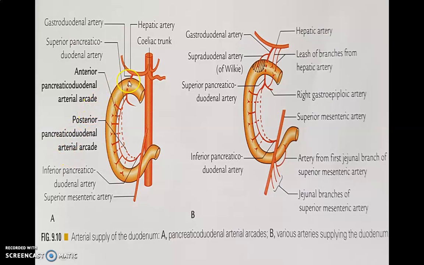Now this is the gastroduodenal artery, branch of hepatic artery. It gives the superior pancreatico-duodenal artery, and this is the inferior pancreatico-duodenal artery, branch of the superior mesenteric artery. The superior and inferior pancreatico-duodenal arteries collectively give anterior and posterior branches. These anterior and posterior branches anastomose to form this arcade, and these give straight branches called vasa recta to the duodenal wall, and these vasa recta supply the anterior and posterior surface of the duodenum.